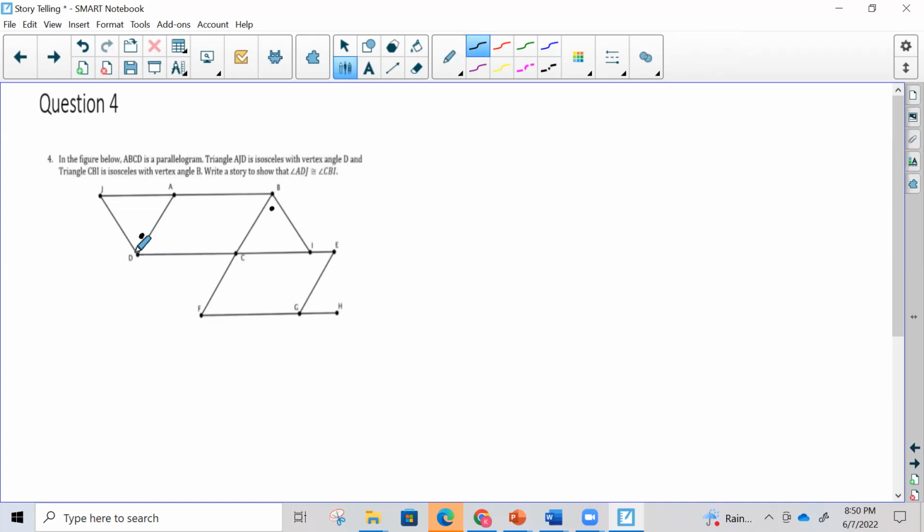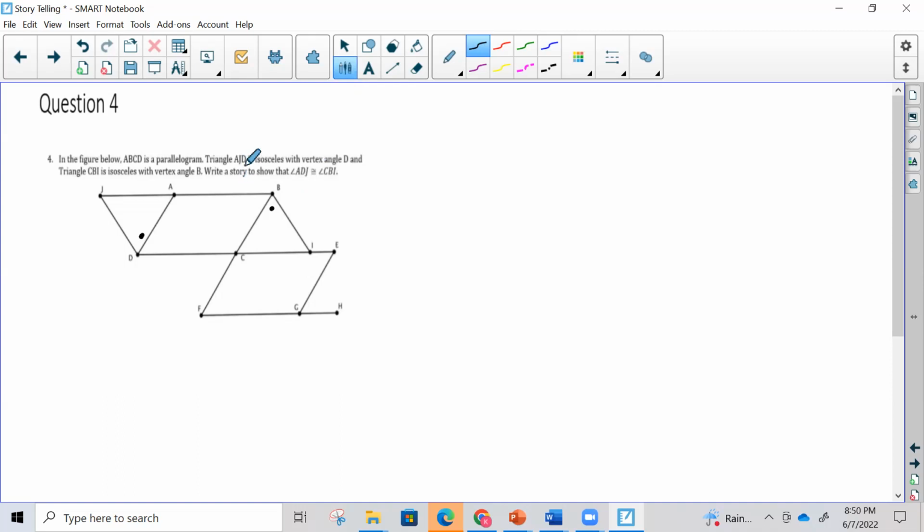And usually we try to start with one of those angles, ADJ, but I can't relate ADJ to anything else right now in this figure. It's not equal to anything in this parallelogram that I know of. I don't have a way to figure out this angle because I don't have measures. So I kind of have to start somewhere else with this one.